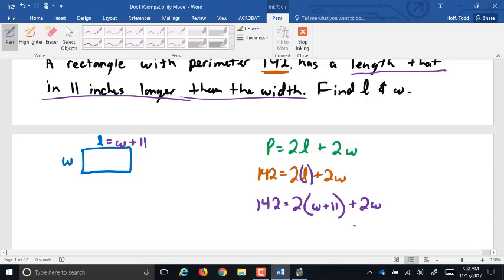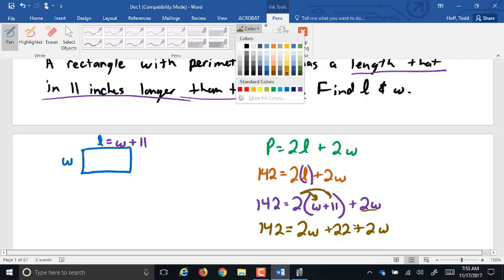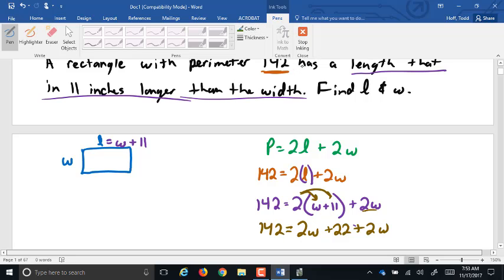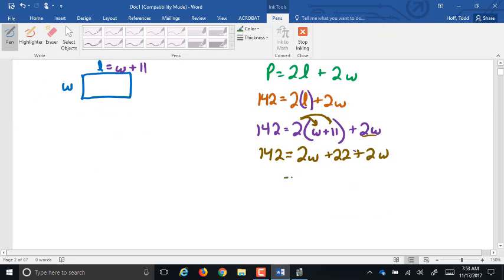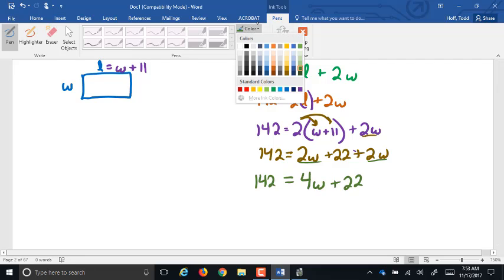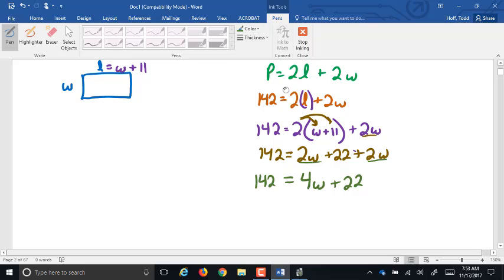What do we do first here? Yeah, distribute the 2. So 2 times W is 2W, and 2 times 11 is 22. And we do still have the other 2W over here. And the left side is still 142. And then, yes, we're going to combine everything we can on each side. The 142 doesn't do anything different. 2W and 2W make 4W plus 22. Now we've got the variable down to only one appearance, so we can start to take it apart, start to solve it.